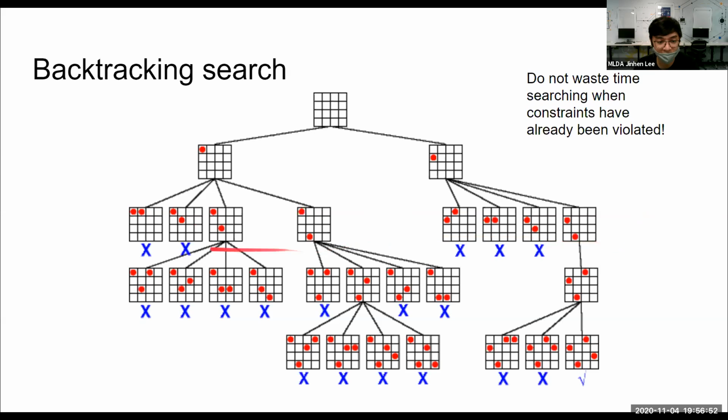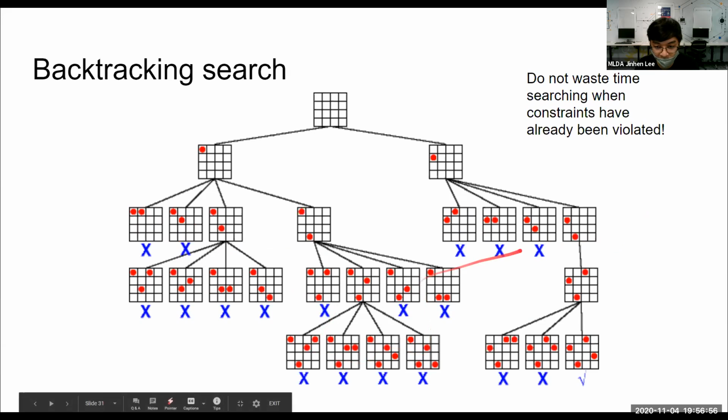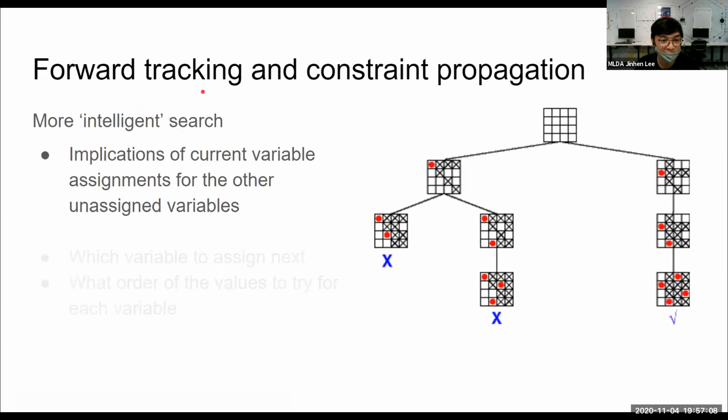Okay. So, but you can see here, there's 1, 2, 3, 4, 5, 6, 7, 8, 9, 10, 11, 12. So it's still kind of a lot of things that we have to do. So can we improve this further? So how about we change this back? We change it to forward tracking search. Okay. So this is considered a more intelligent search because it factors in the implication of the current variable assignment for the other unassigned variables.